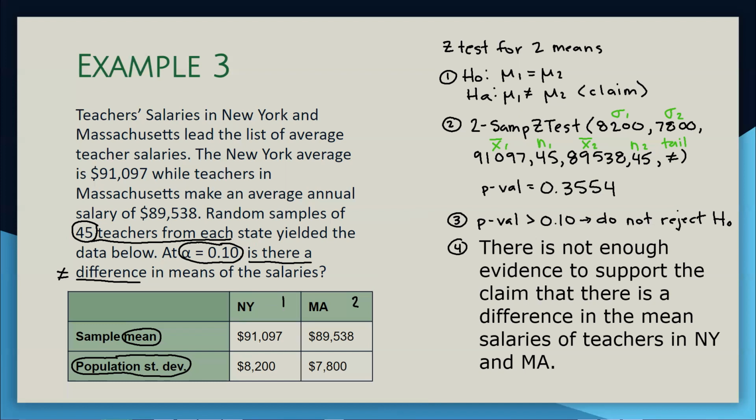So what that means is these samples are not different enough that I can assume they came from populations with different means. So looking at that p-value compared to alpha, the p-value is clearly bigger than that level of significance of 10%. So we're going to fail to reject the null. When we form our conclusion, that means there's not enough evidence to support our claim that there's a difference in the mean salaries of teachers in New York and Massachusetts.